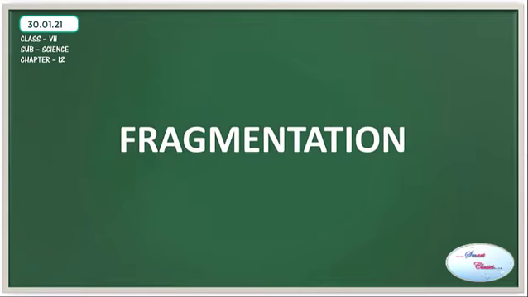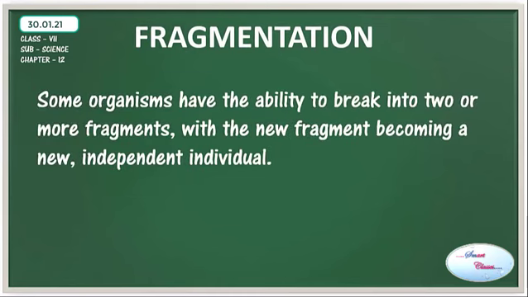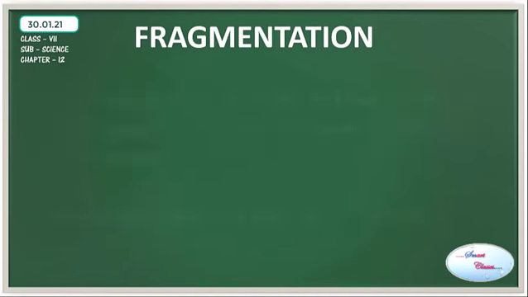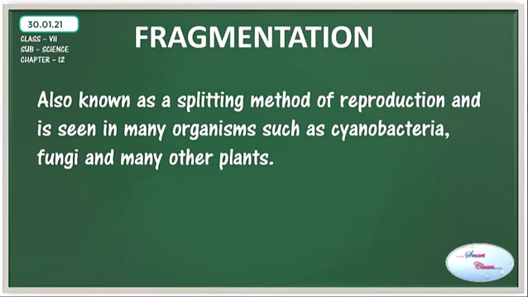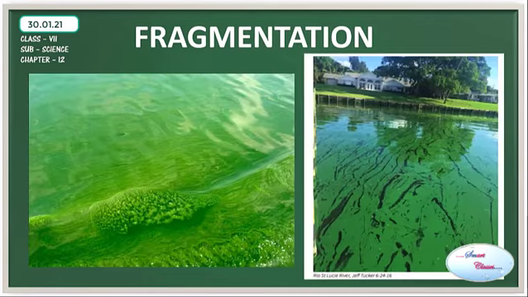Fragmentation. Some organisms have the ability to break into two or more fragments, with the new fragment becoming a new independent individual. They multiply rapidly in a short period of time. That is why fragmentation is also known as a splitting method of reproduction and is seen in many organisms such as cyanobacteria, fungi, and many other plants.